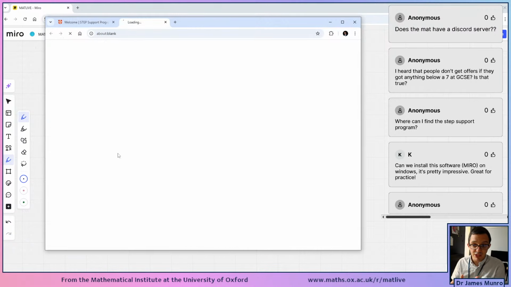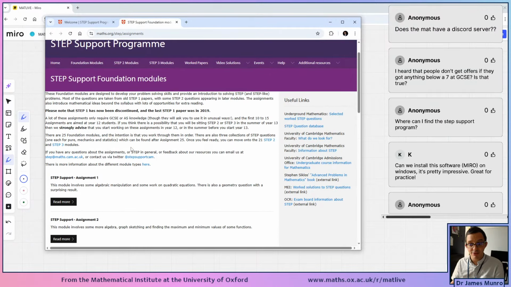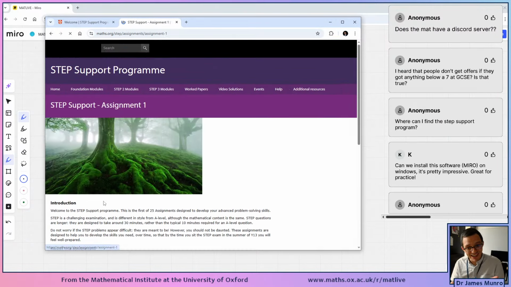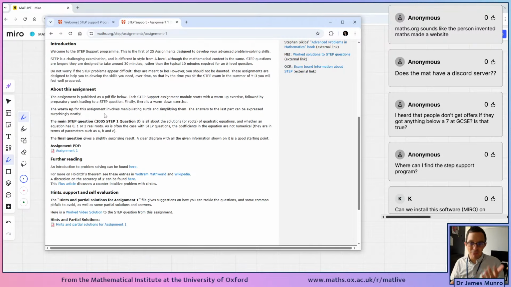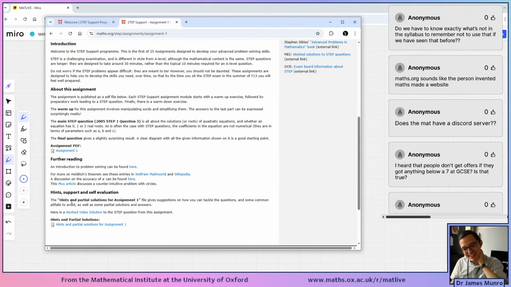So I'm still a big fan of the STEP support program, including perhaps for us at this stage, foundation modules, which have some assignments for you to try with a warm-up, some STEP questions to do with hints and support, and some extra stuff to look at afterwards, a format that you might recognise from other worksheets that are available for you to try for other things.